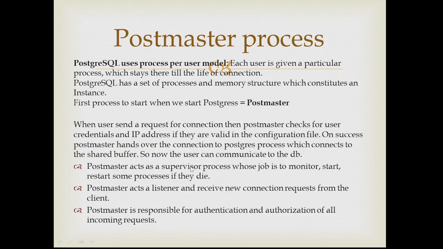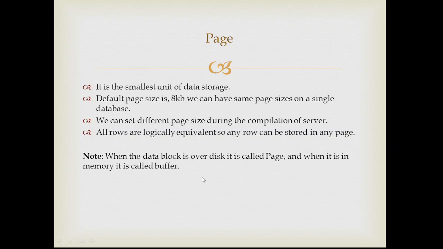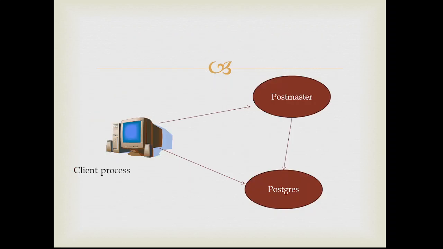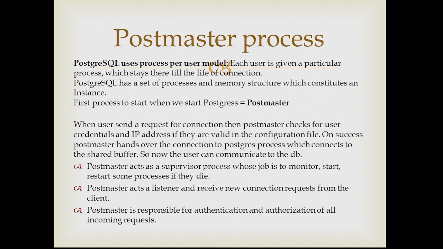Postmaster acts as a supervisor process whose job is to monitor, start and restart processes if they die. Postmaster watches everything, like whether a process is currently running or not, and if there are many processes running PostgreSQL. If any of the processes dies, Postmaster restarts it. That's why we call it a supervisor process, and it watches all the processes which are running right now.